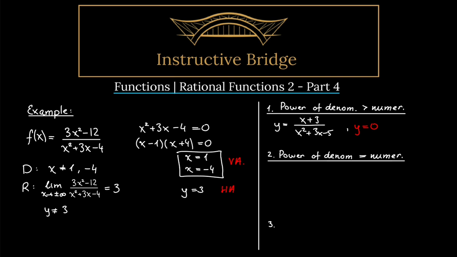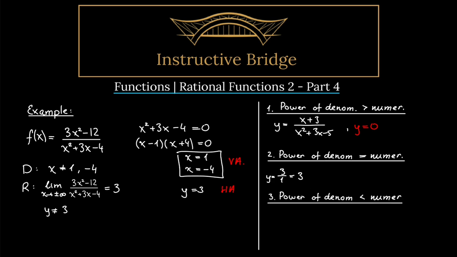The horizontal asymptote here is simply going to be the division of their leading coefficients. On the top here, we have 3x squared minus 12. The leading coefficient is going to be 3. On the bottom, we have x squared plus 3x minus 4. The leading coefficient, even though it's not written, it's just 1. So that means the horizontal asymptote is going to be equal to 3 divided by 1, which is simply 3. Same answer we got using the limit.